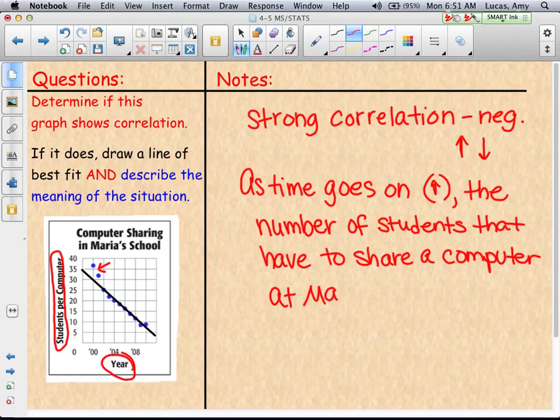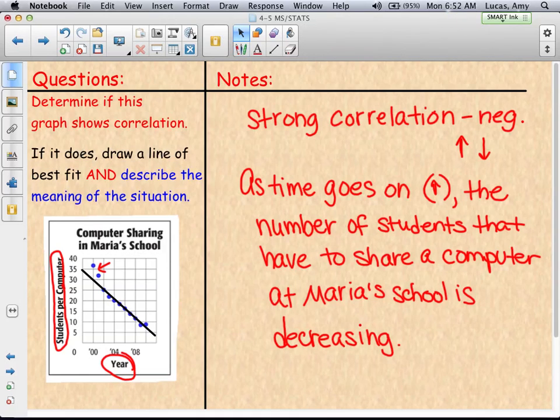at Maria's school, I got that from the title, is decreasing. So basically that means that they've got more computers. Over time, their school has gotten more and more computers, so the students don't have to share them anymore.